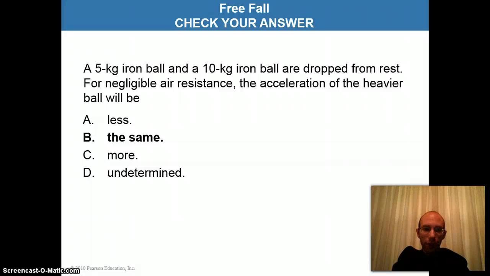For objects of different mass, acceleration is always the same. Yes, the 5-kilogram iron ball weighs less than the 10-kilogram iron ball, but the 10-kilogram iron ball has more mass, double the mass of the 5-kilogram iron ball. Double the mass, double the inertia, and therefore it resists movement more than the 5-kilogram iron ball. The effects cancel each other out, giving you the same constant acceleration g, 10 meters per second each second.